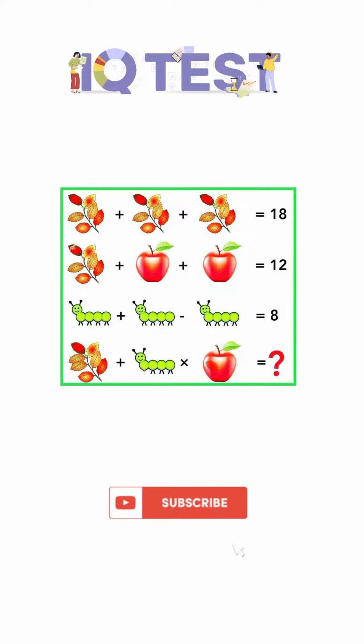All right, so this is what we have. Let's look at that. We have a flower, an apple, and then this larvae.